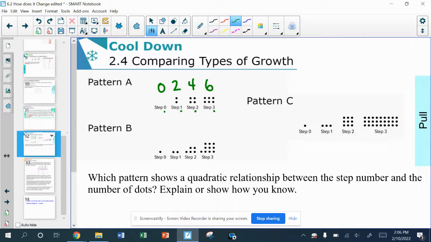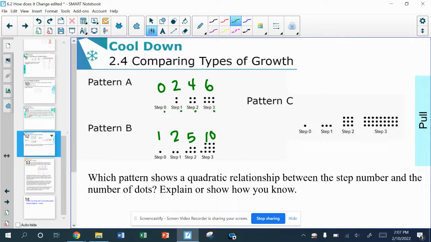In pattern B, for step 0, I have 1. Step 1, I have 2. Step 2, I've got these 4 here and then 1 more, so that's 5. Here I've got these 9 plus 1 more, which is going to be 10. So clearly not a linear pattern, right? We've looked at patterns like this already, and I'm going to come back to this one because I want to be looking for a square kind of relationship.